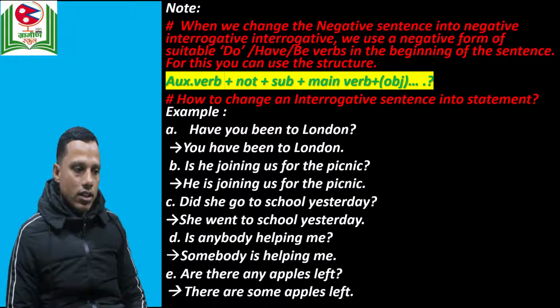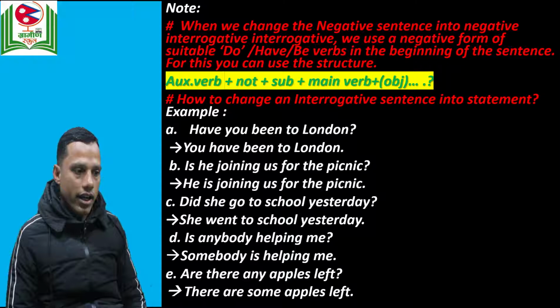Now, how to change an interrogative sentence into statement? We have finished changing negative into negative interrogative. Now we are going to learn how to change an interrogative sentence into statement. First of all, we'll go through some examples and then we'll deduce the structures. In number A we have, have you been to London? This is in question or interrogative form. Now we are changing this into a statement. You can simply change it into a statement as, you have been to London. Question changed into statement.